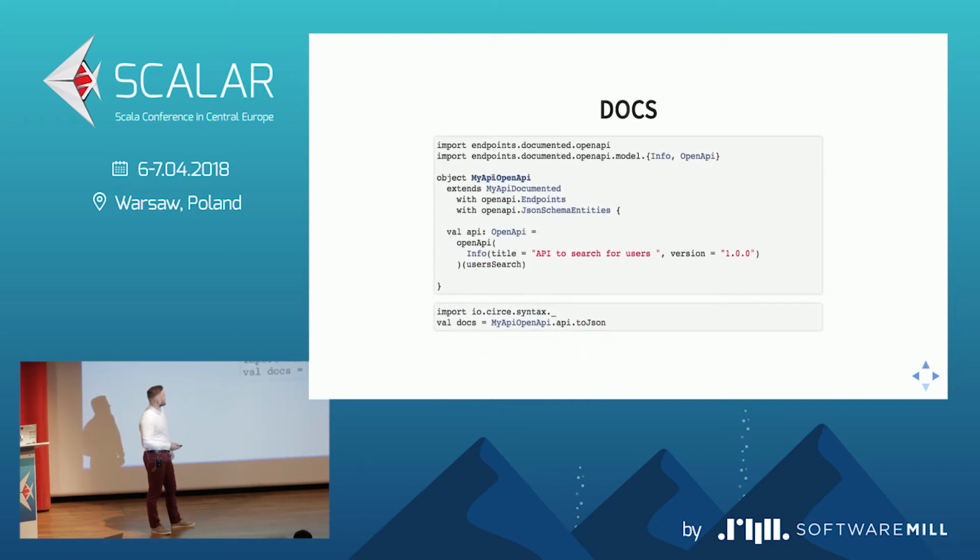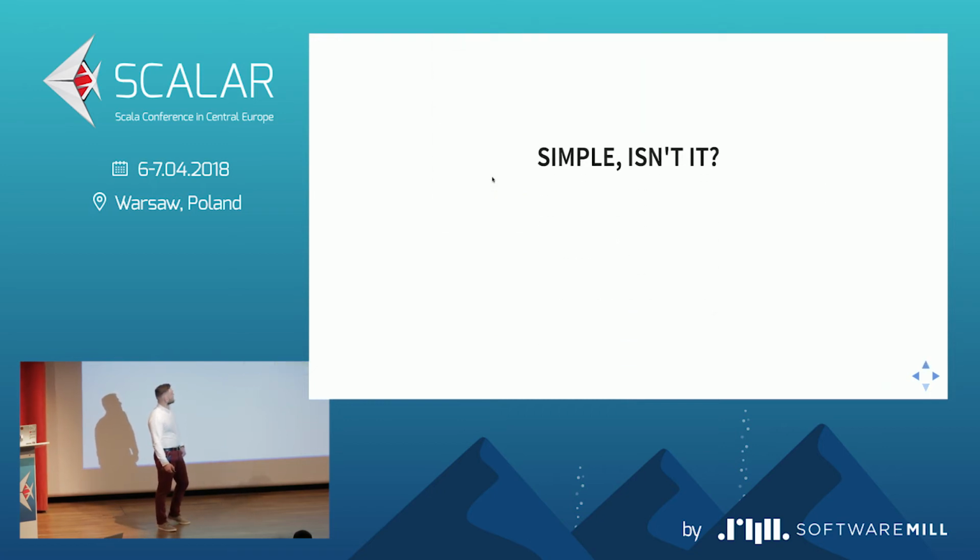And then you just take your API definition, you mix in a couple of traits, and you end up with basically a case class that represents the OpenAPI, which is the new Swagger documentation, that can be just converted to JSON with circe directly. And you're done. So simple, isn't it?